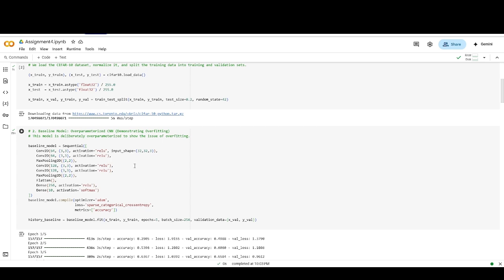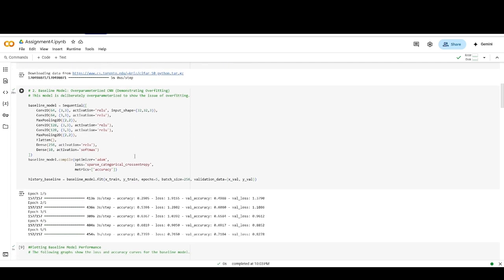The next step is I built my first model, which I call the baseline model. This model has many layers. Because of this, it's prone to overfitting. So it performs well on the training data, but it does not generalize as well on new and unseen data. The model uses several convolution layers which help extract features from the images, combined with pooling layers which help reduce the size of the data. And it ends with dense layers which make the final predictions.